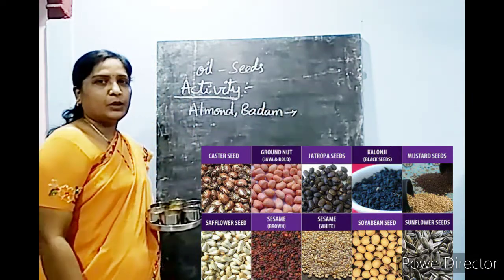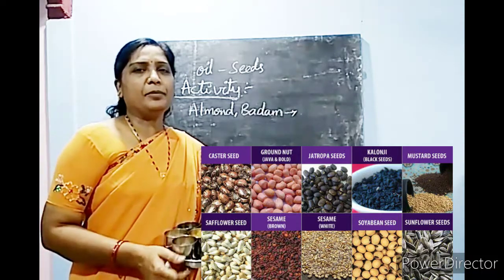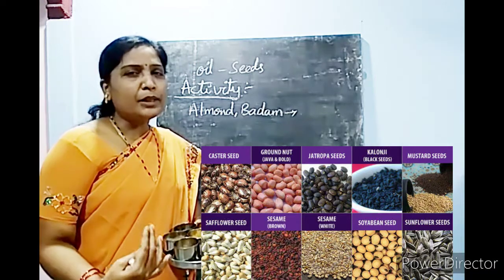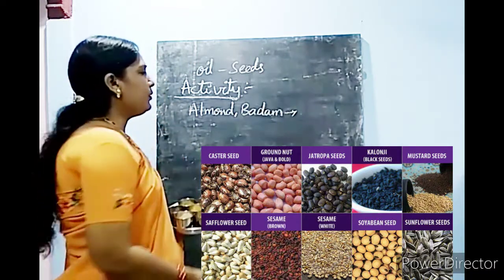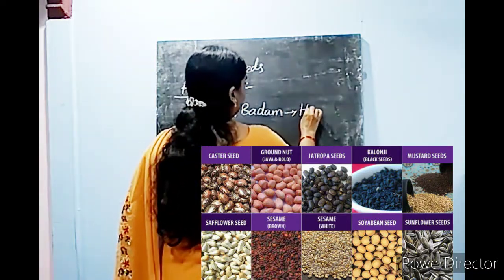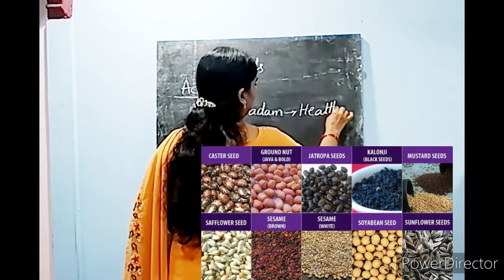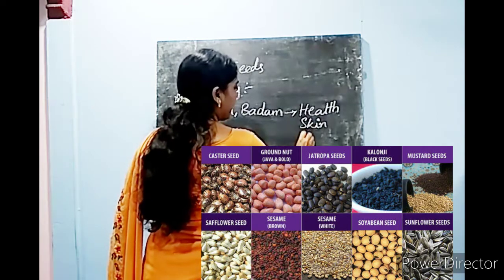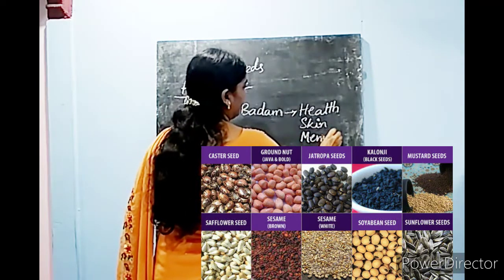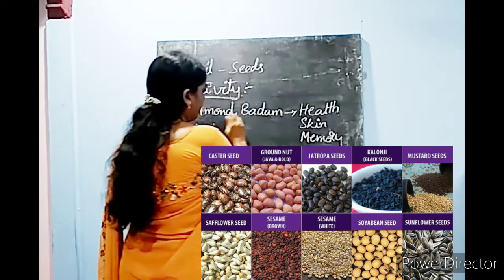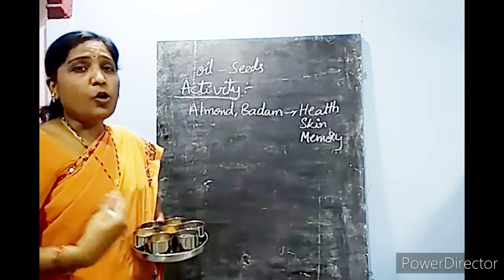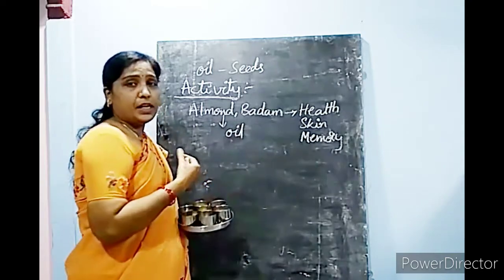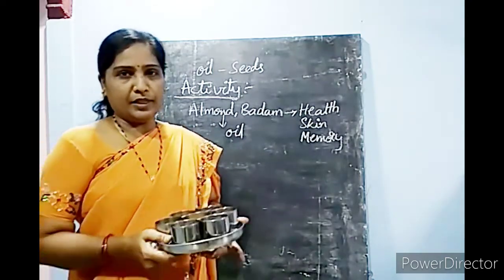For what purpose are we using them? What purpose are almond and badam used for? They are very good for our health. They give glowing skin and they increase our memory power. We also make oils from this almond. We can make oil from the almond.